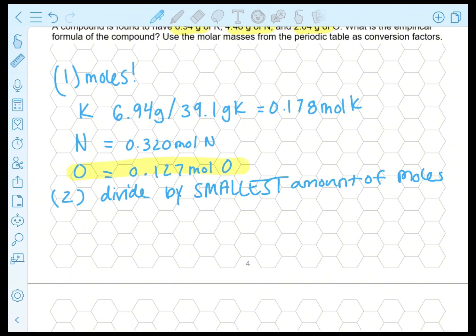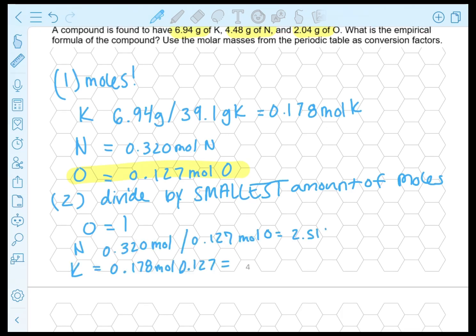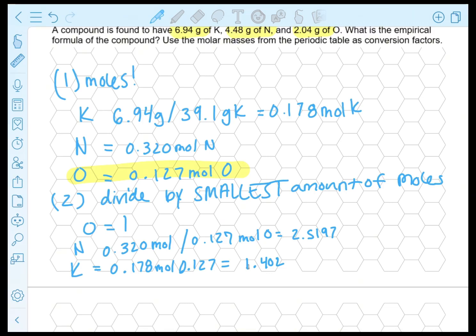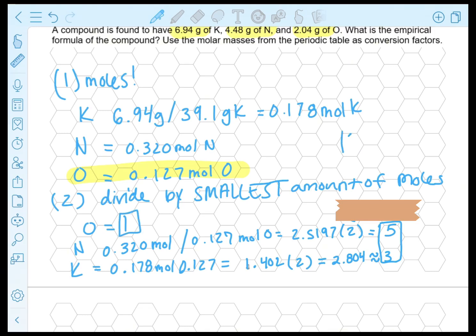So we're going to divide by oxygen. Alright, and that gives us 1 mole of oxygen, and that gives us 2.5197 moles of nitrogen, and 1.02 moles of potassium. So we have decimals again, but that's okay. Now what we're going to do is multiply, so let's multiply by 2. If we multiply potassium by 2, that gives us 2.804, which is close enough for us to round to 3. And if we multiply 2 by 2.5, we can just get simply 5. Now that we have whole number ratios, we can make the empirical formula using these mole ratios. So the empirical formula for this problem would be K3N5O.